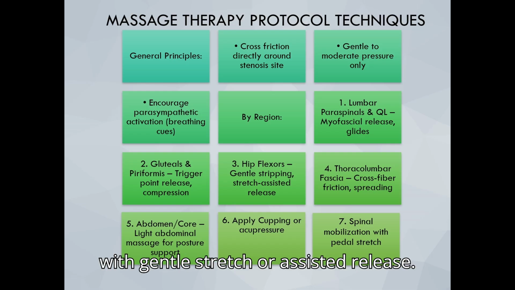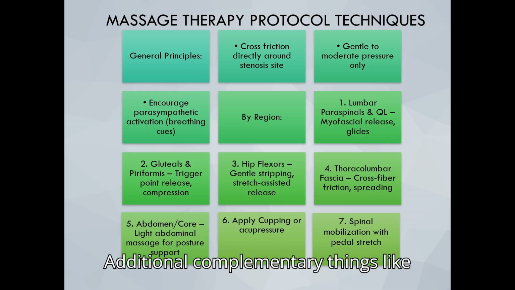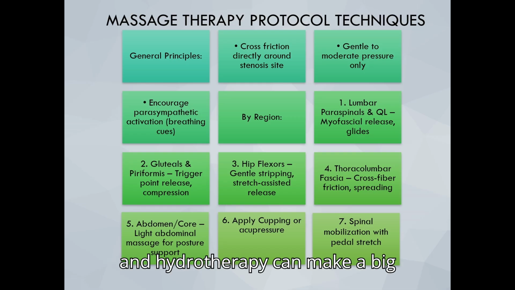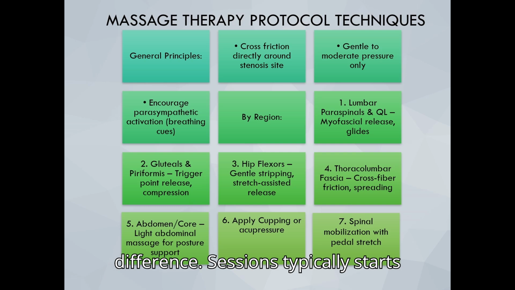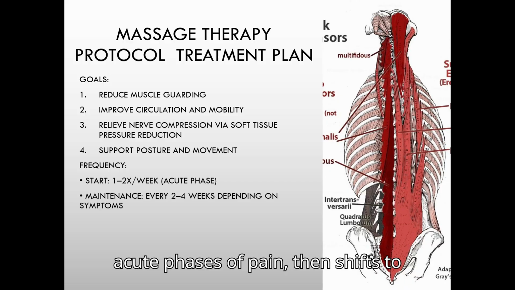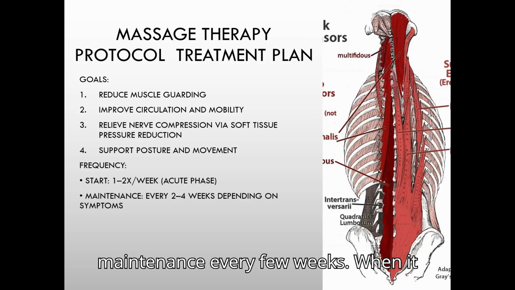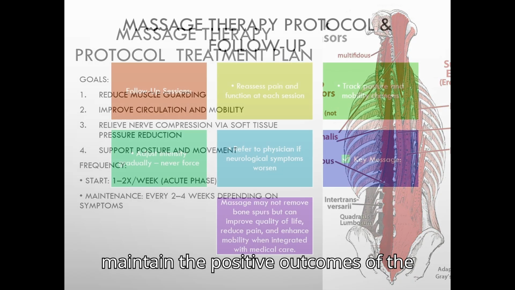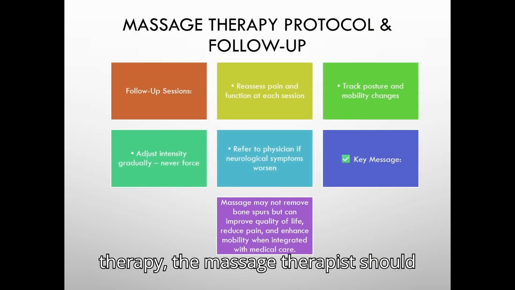Localized soft tissue mobilization and muscle scraping on posterior hip regions and hip flexors, with gentle stretch or assisted release. Additional complementary therapies like cupping, acupressure, topical liniment, and hydrotherapy can make a big difference. Sessions typically start with one to two sessions a week during acute phases of pain, then shift to maintenance every few weeks.